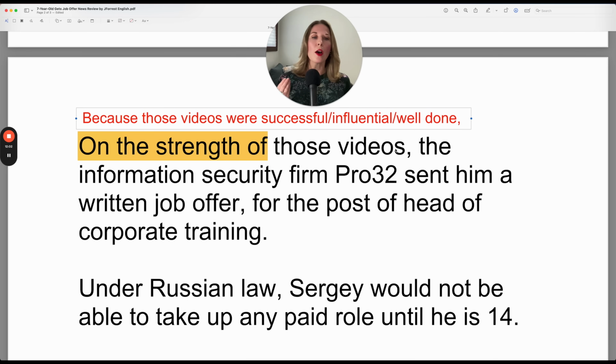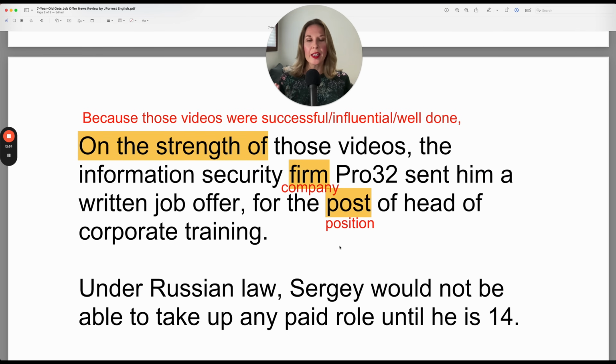On the strength of those videos, the information security firm, so here again, they're using the word firm instead of company, but it means the same thing, firm, Pro32. So this is the name of the company, sent him, the 7-year-old coding prodigy, the 7-year-old boy, a written job offer for the post of head of corporate training. Wow, a management position at 7 years old.